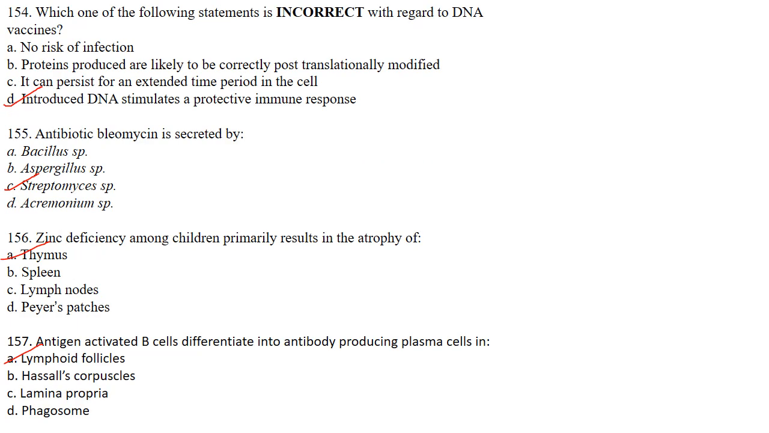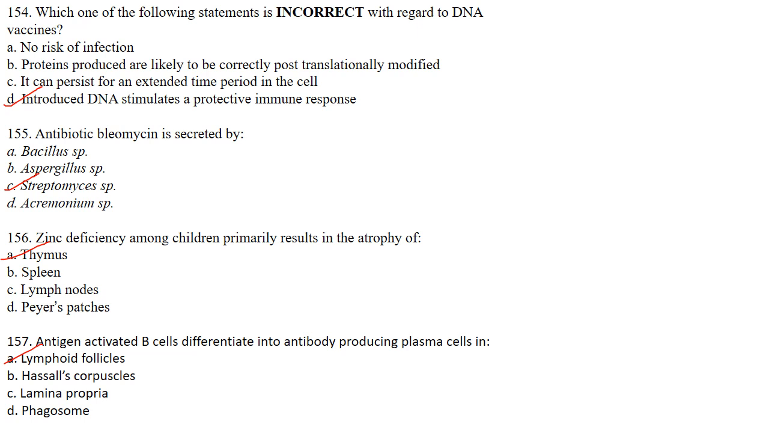Then which one of the following statements is incorrect with regard to DNA vaccines? No risk of infection. Proteins produced are likely to be correctly post-translationally modified. It can persist for an extended time period in the cell. Introduced DNA stimulates protective immune response. That is not correct. So the DNA vaccine uses a gene from a virus or bacteria to stimulate the immune system. When the DNA vaccine is administered to a patient, the machinery in their cells makes a viral or bacterial protein which their immune system recognizes as being foreign to the body. So introduced DNA doesn't stimulate a protective immune response.